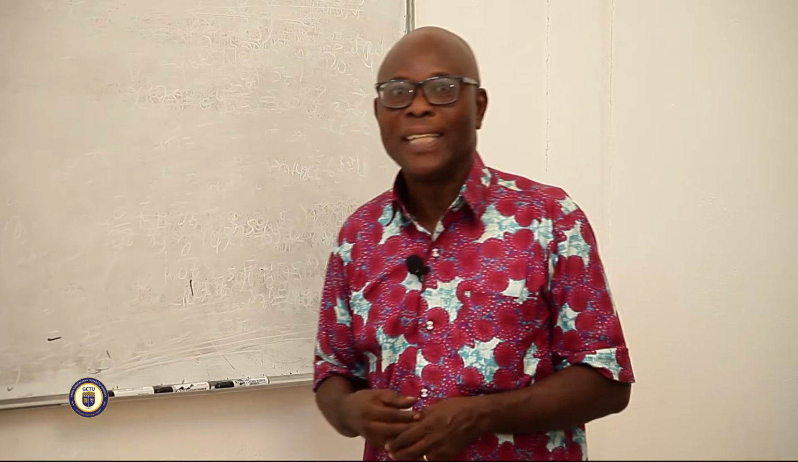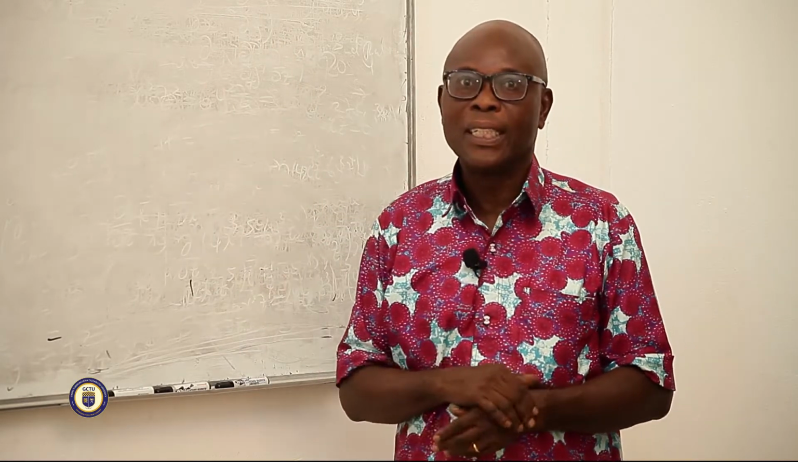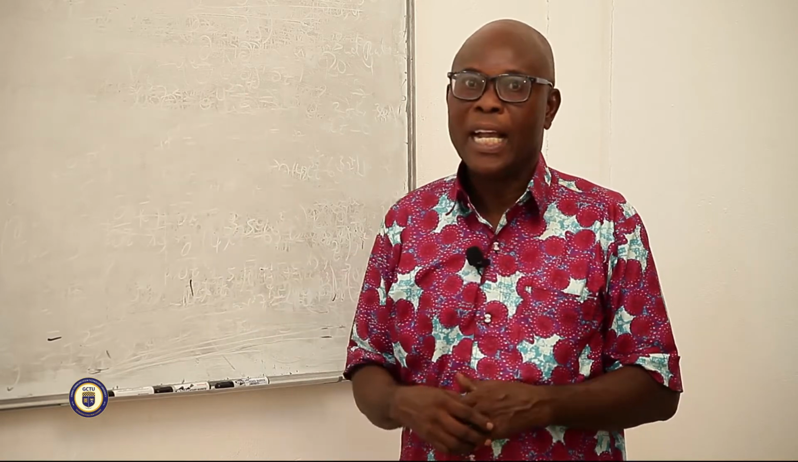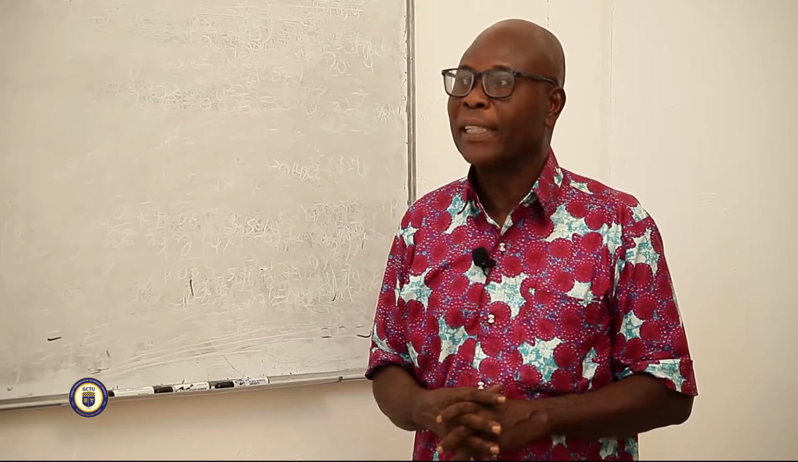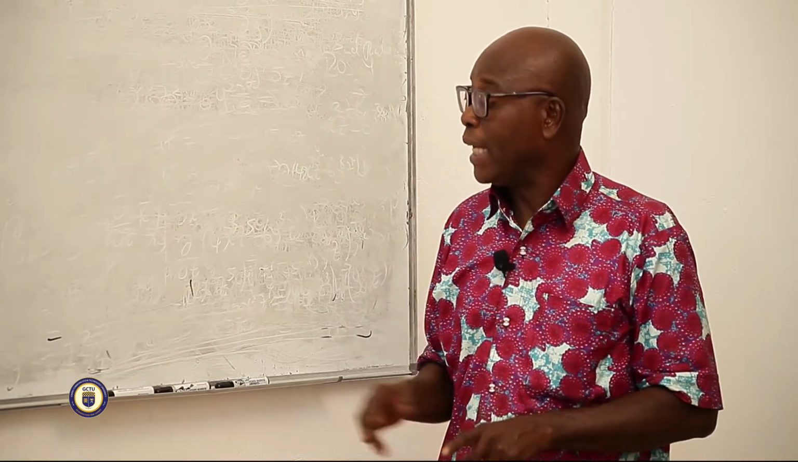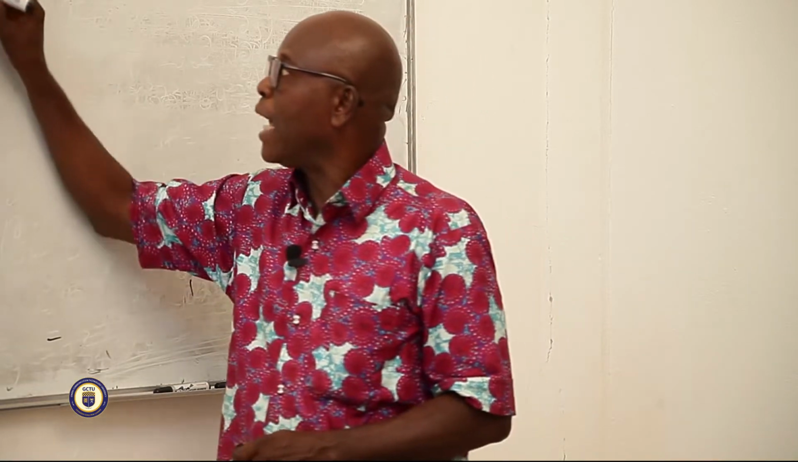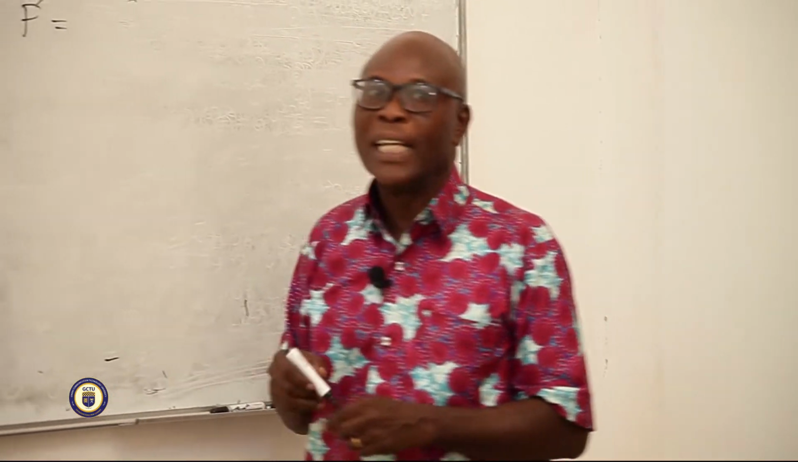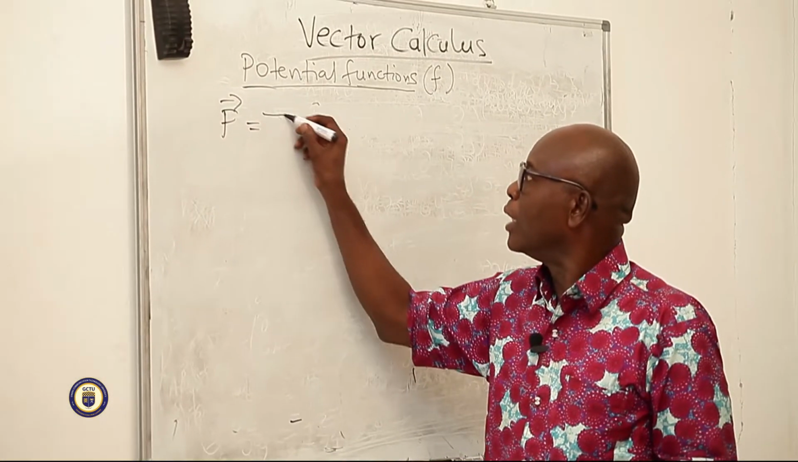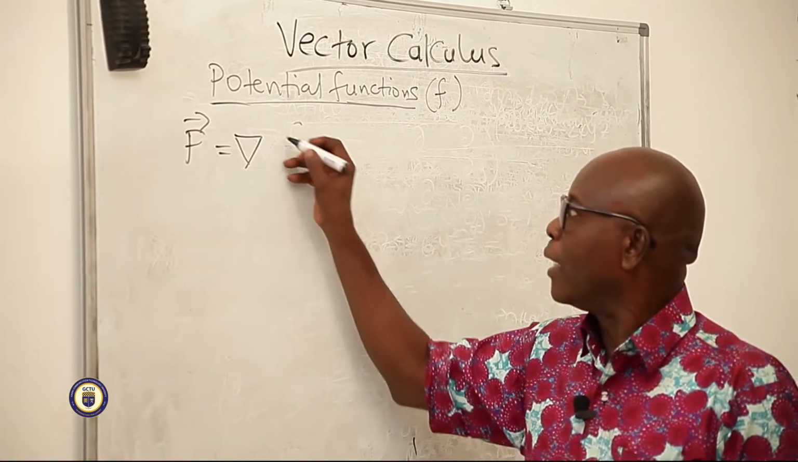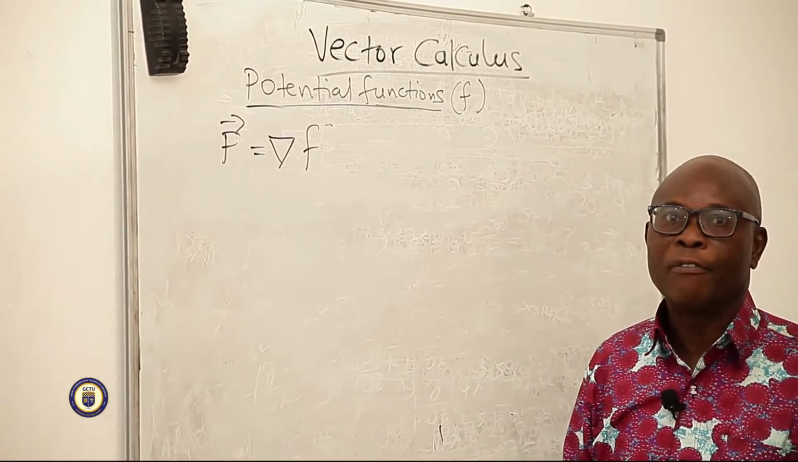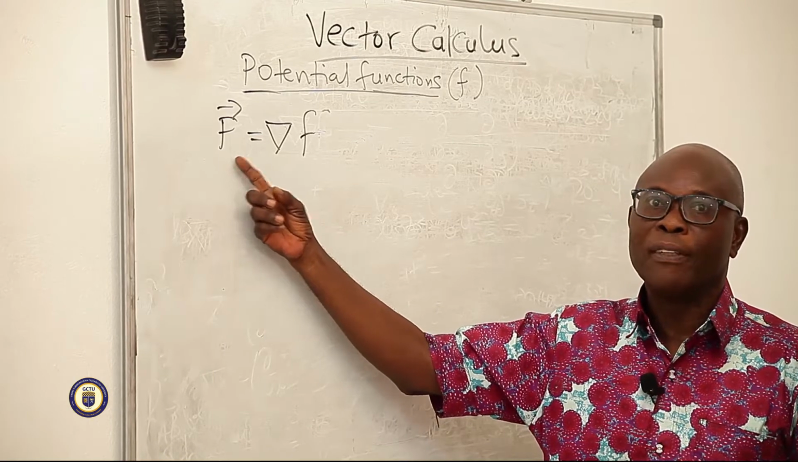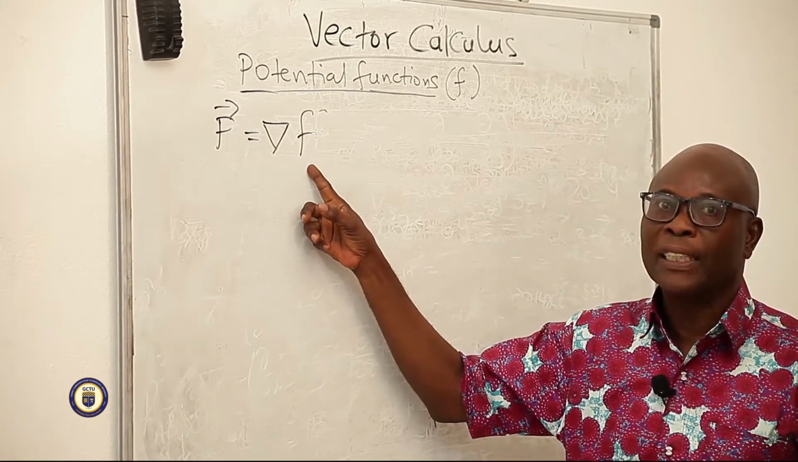You are most welcome to this session of vector calculus. In this session, we are going to treat potential functions f. In the earlier video, we looked at conservative vector fields. We learned that conservative vector fields F are generated from potential functions through del or nabla f. That is how we define conservative vector fields. So there's a linkage between the conservative vector field F and the potential function f.